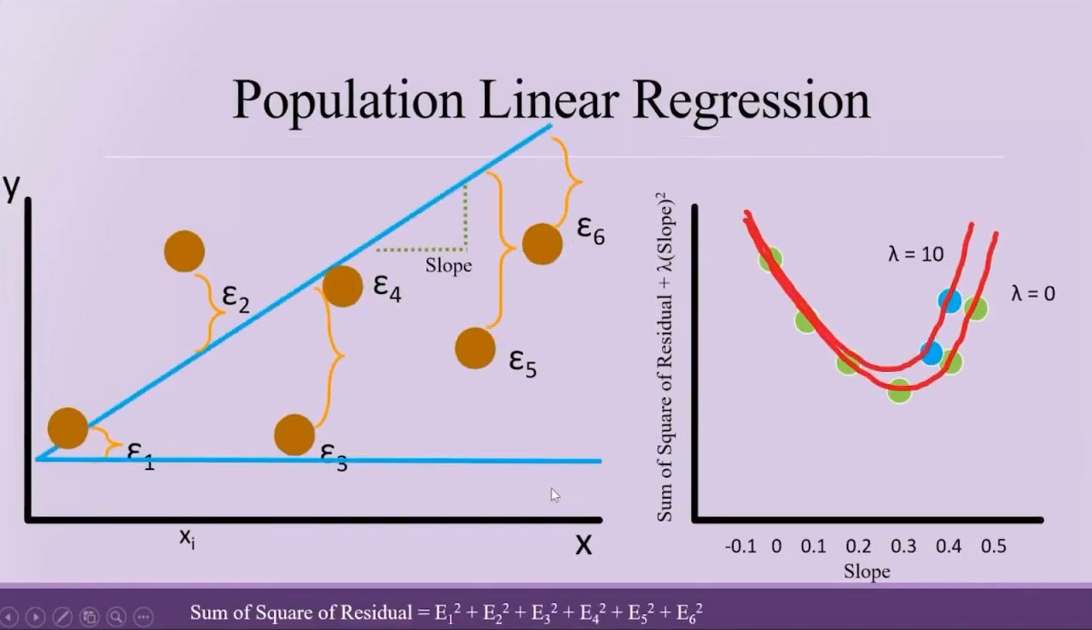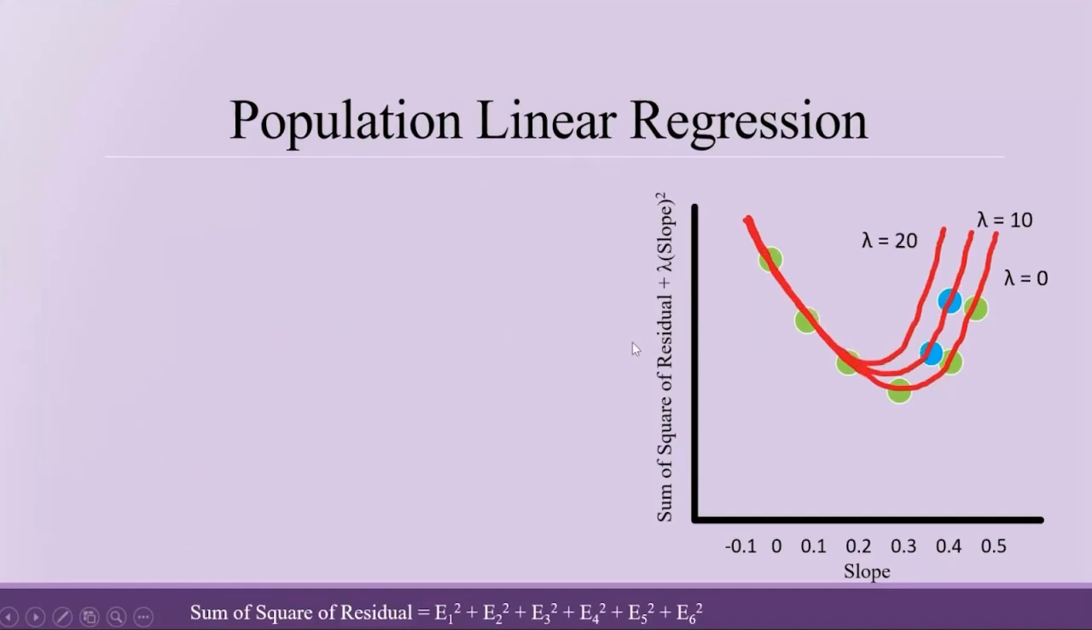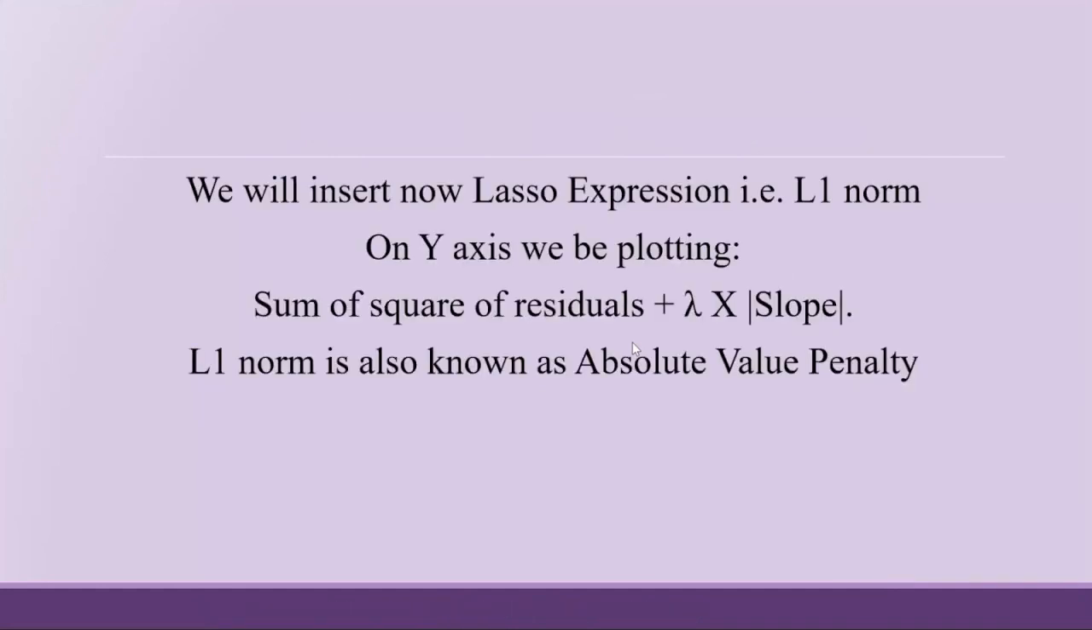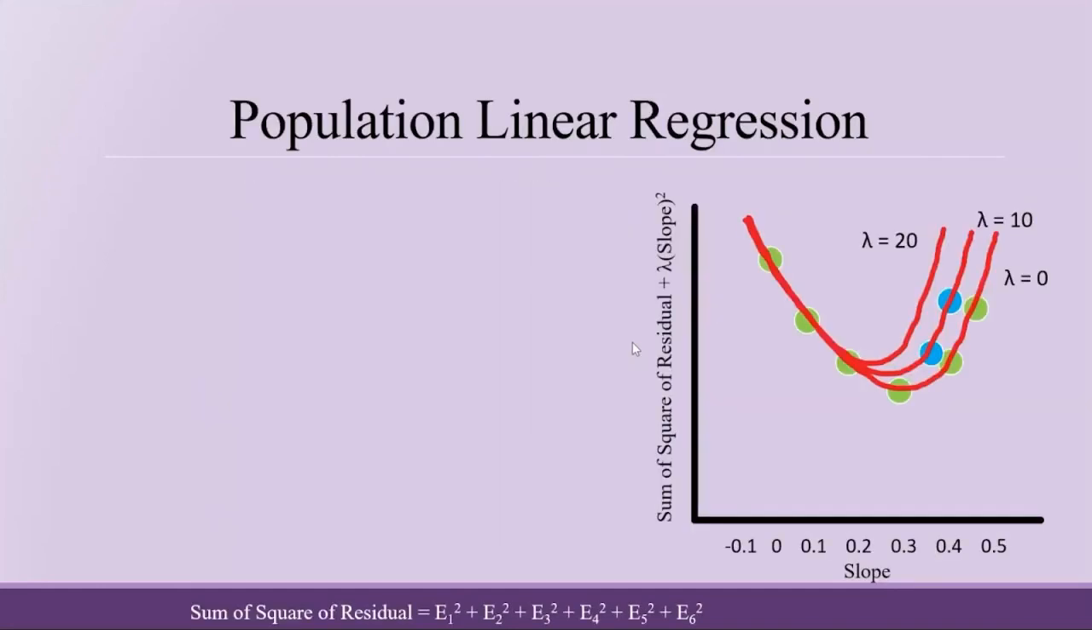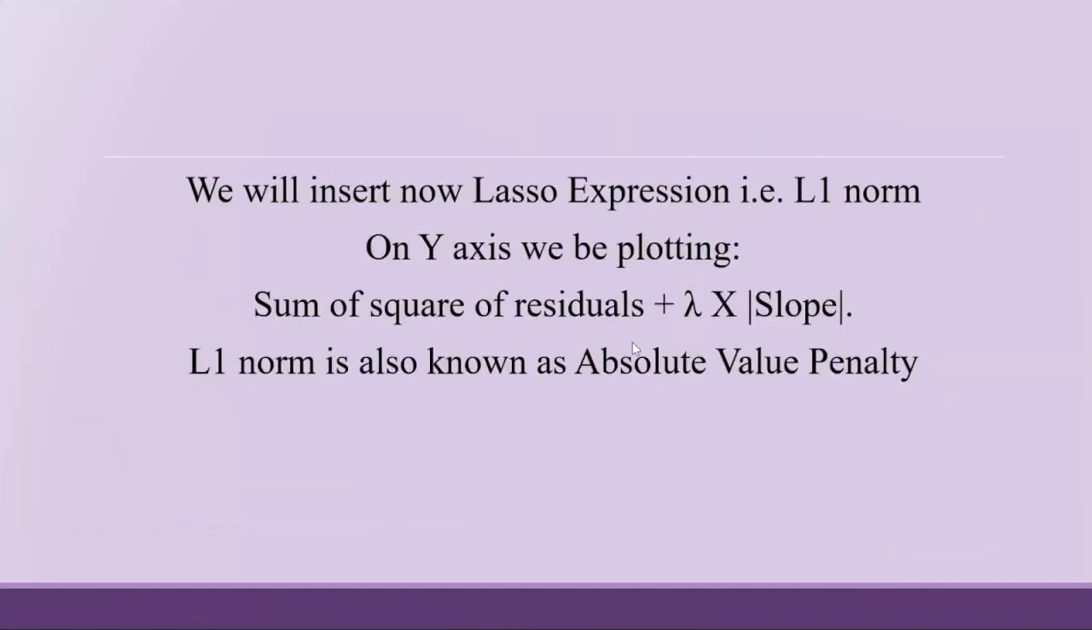Okay, so possibly I may get different parabola when I am imposing a penalty of lambda is equal to 10. If I impose a penalty of lambda is equal to 10, I may get again different parabola, right? So this is basically what we are trying to do in Ridge regression. We are imposing a penalty of lambda on the slope to minimize the coefficient. We are imposing the penalty.